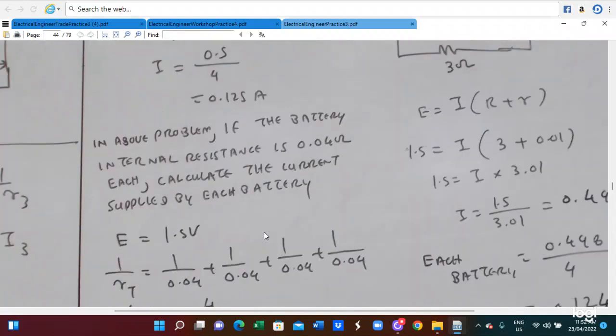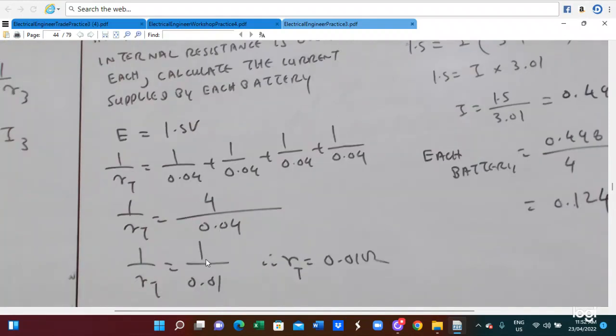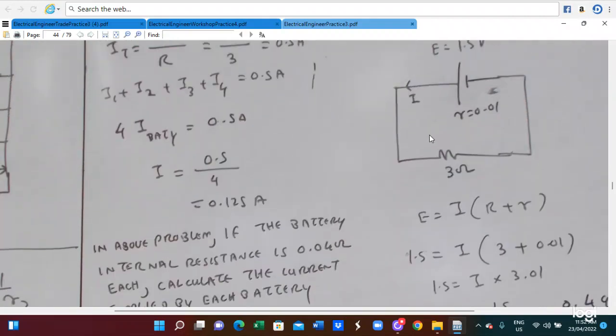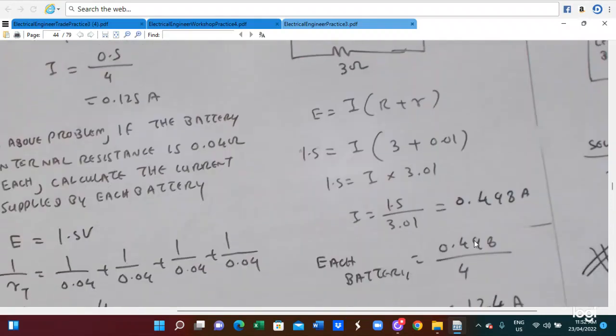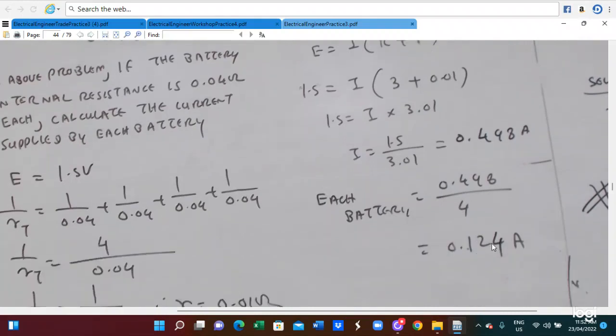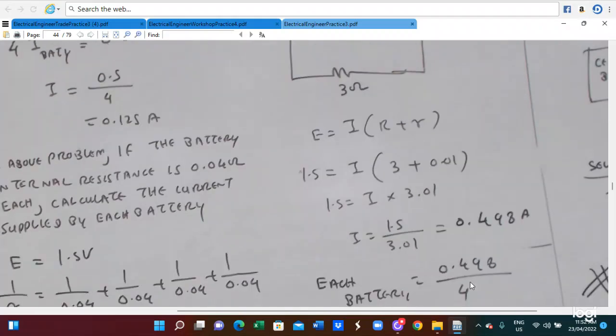For the resistance value, 1/RD = 1/0.04 + 1/0.04 + 1/0.04 + 1/0.04, so 1/RD = 4/0.04, therefore RD is equal to 0.01 ohm. Then we can calculate E = I(R + r). So 1.5 = I × (3 + 0.01), giving I = 0.498 ampere. Each battery, divided by 4, supplies 0.124 ampere. When each battery has an internal resistance of 0.01 ohm, we can calculate the battery voltage this way.